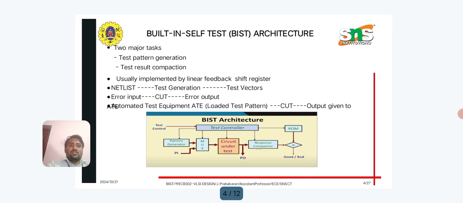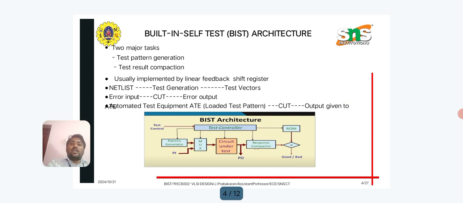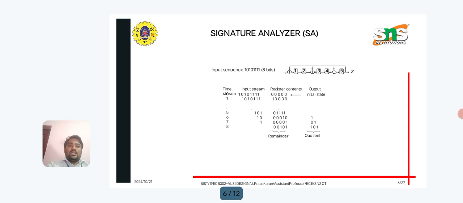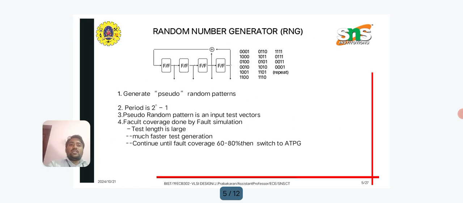And then, two major tasks. First one is test pattern generation, and another one is test result compaction. And the random number generator. Here we are using LFSR to generate pseudo-random patterns.